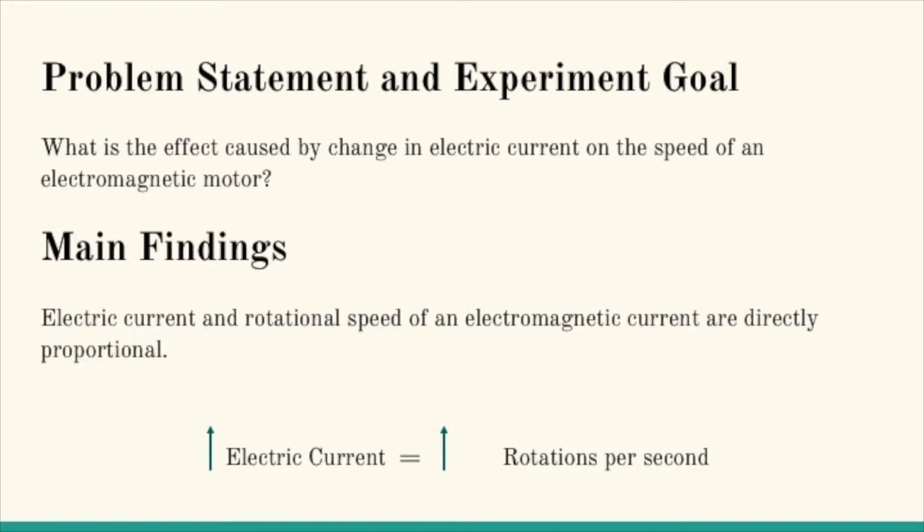Our problem statement was, what is the effect caused by change in electric current on the speed of an electromagnetic motor? Our main finding concluded that although ideal batteries were not used in this experiment, an increase in electric current and rotational speed of an electromagnetic motor are directly proportional.